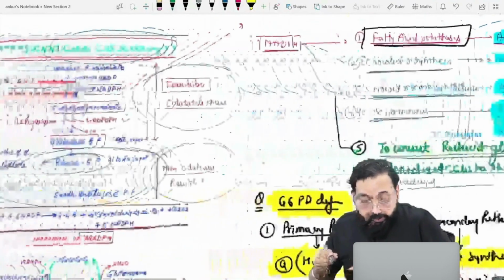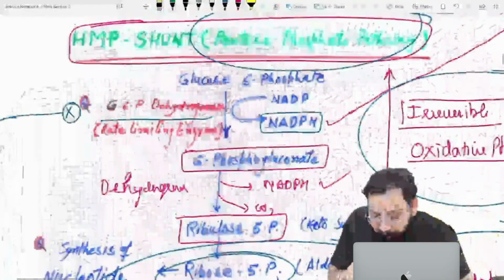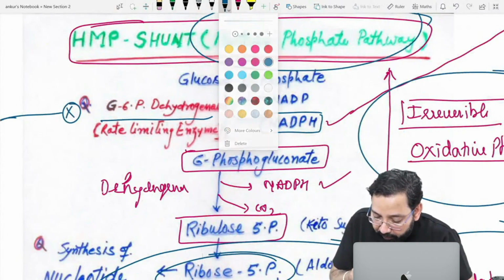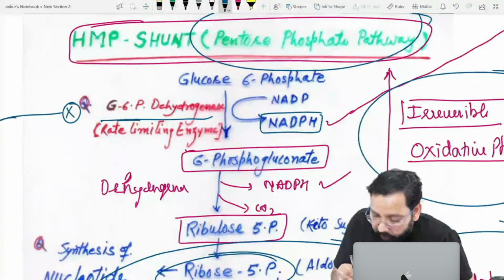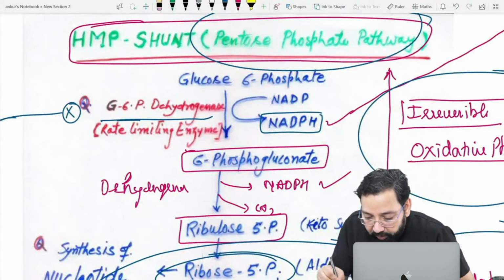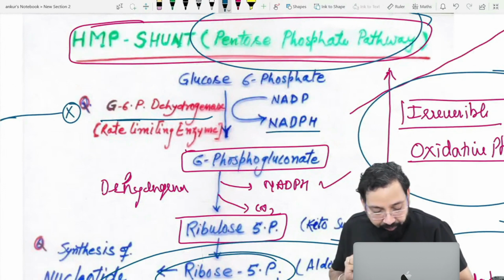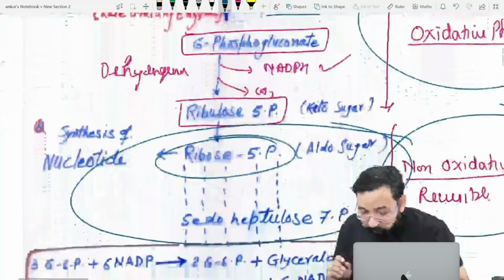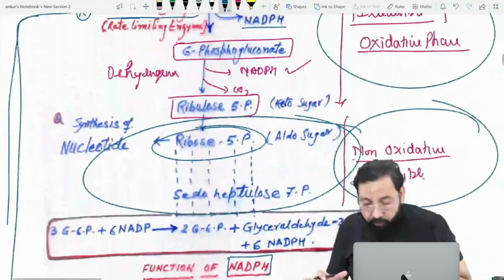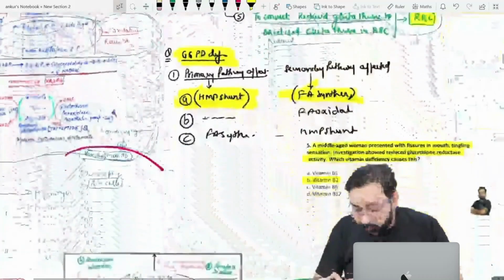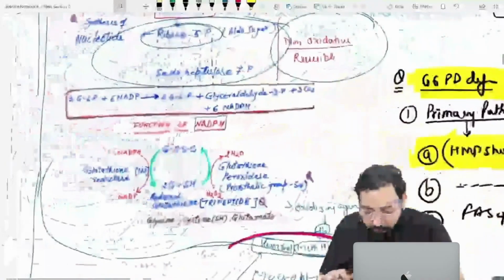This NADPH is produced by glucose 6-phosphate dehydrogenase. Whenever dehydrogenase is there, hydrogen is removed. You all know hydrogen is taken up either by NAD, FAD or NADP. Here the hydrogen is taken by NADP to form NADPH. Clear?